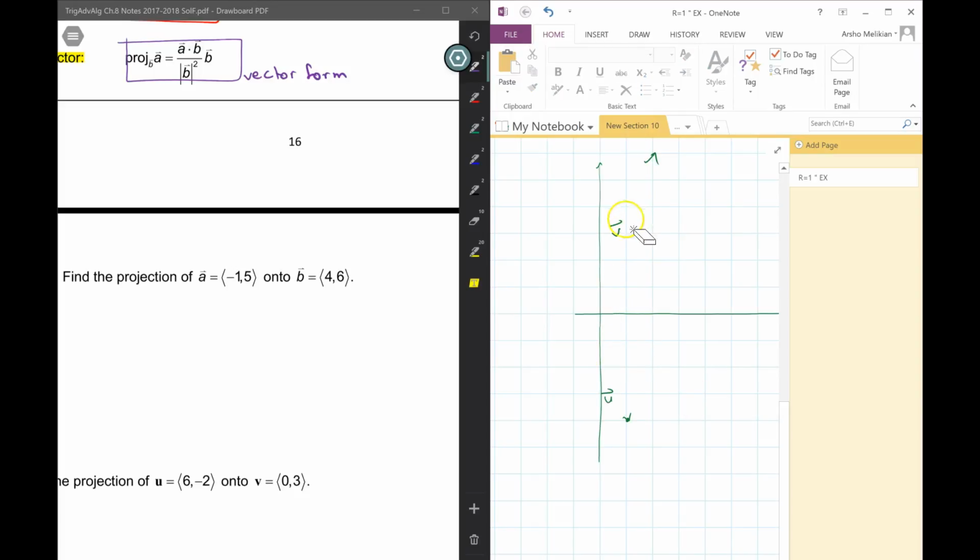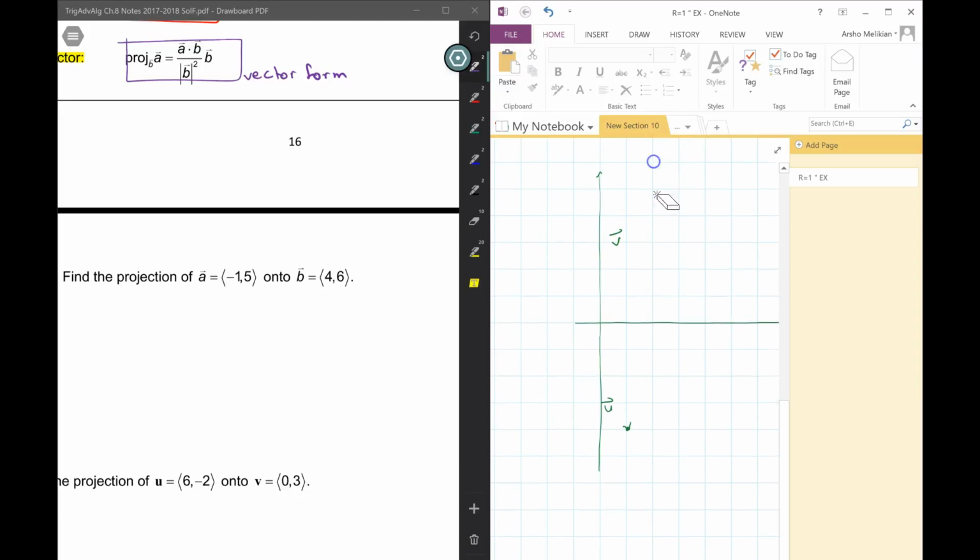Okay, so what do we have here? We have -1 and 5. I'm going to try to do it on here. -1 and 5. That's A, right? And then B is 4, 6.